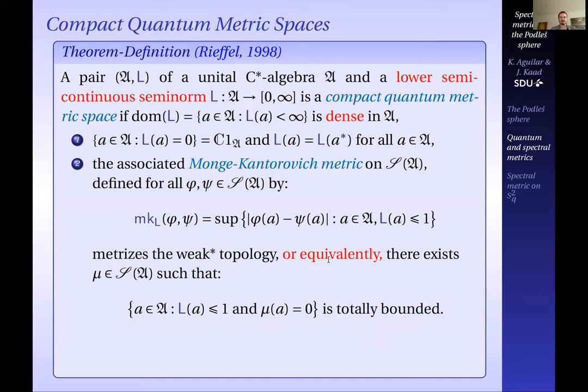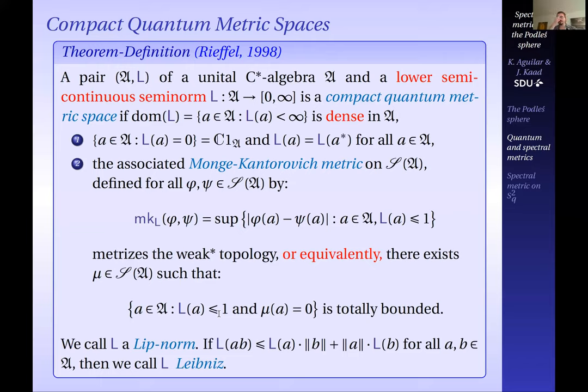In particular, we have this equivalent statement that Rieffel proved. Instead of proving metrization of the weak star topology, you can just prove there exists a state such that this set is totally bounded. And this is nice because now you're at the level of the C-star algebra, where calculations are much nicer. So not only is this enough structure to capture some classical picture, but it also gives you some nice tools as well. Okay. And we call L a lip norm and we say it's Leibniz if it satisfies that property. So this is also something nice to have in the definition of a compact quantum metric space. Okay, so hopefully I convinced you this is what we want to do.